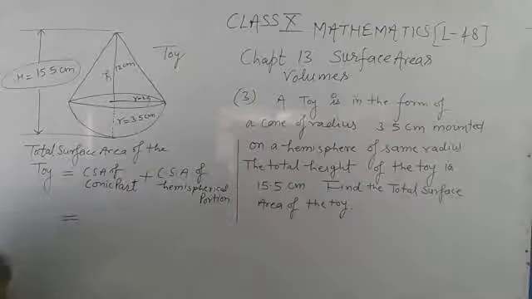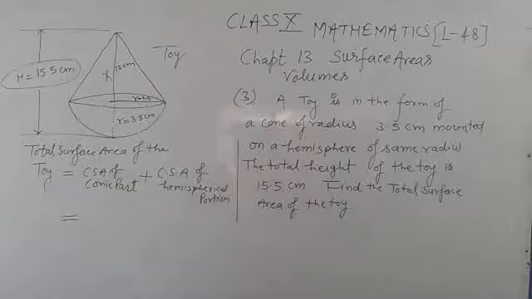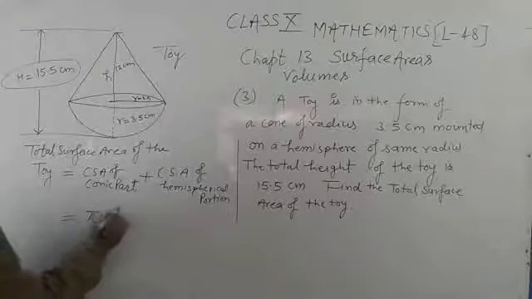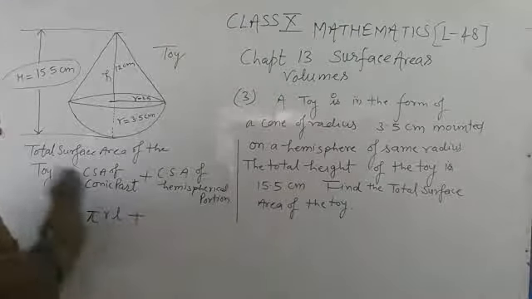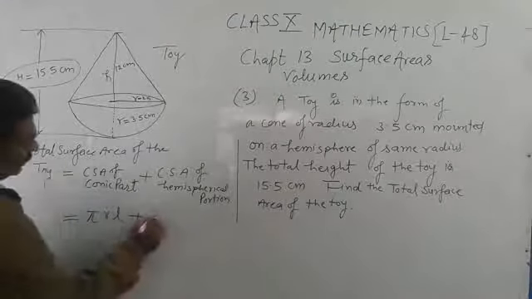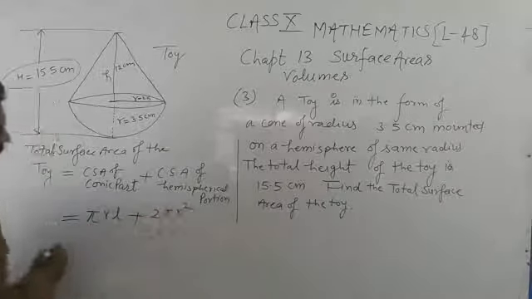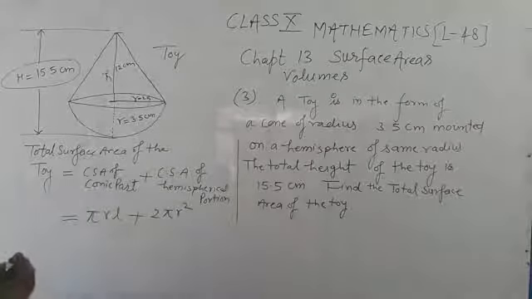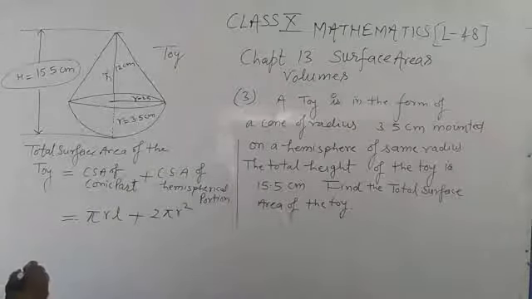अब आप देखें, curved surface area of conical portion, it means pi r l, plus hemisphere means 2 pi r square. Curved surface area of hemisphere is 2 pi r square, whereas CSA of conic part is pi r l.